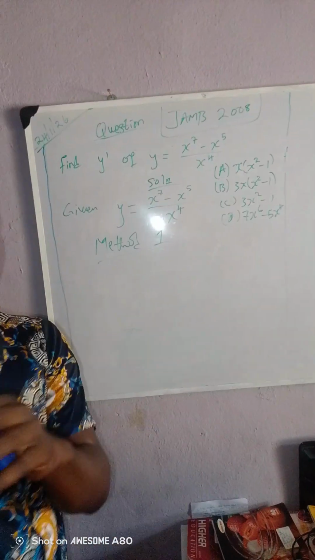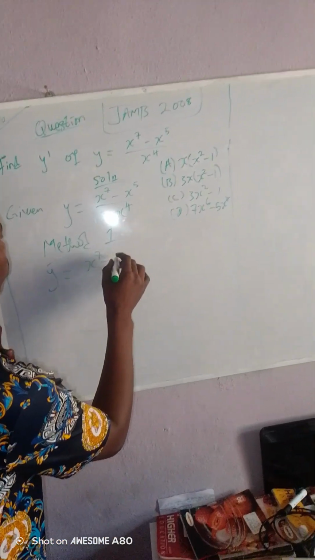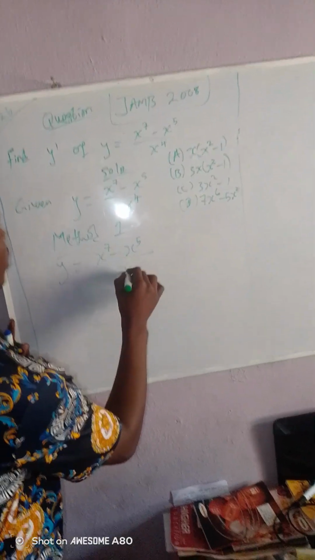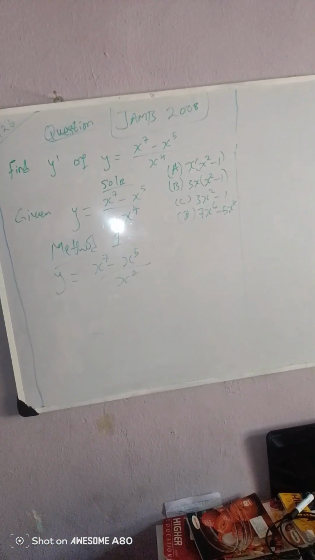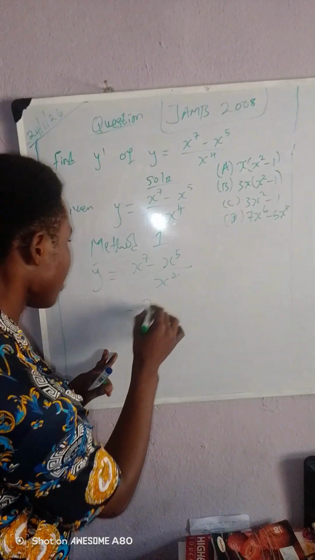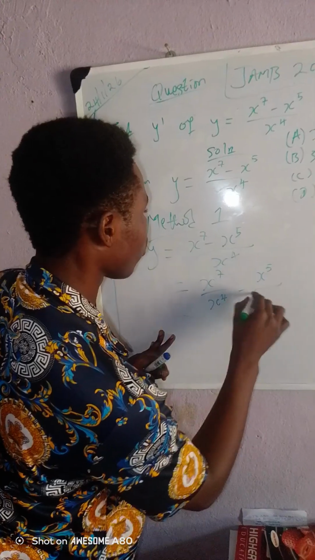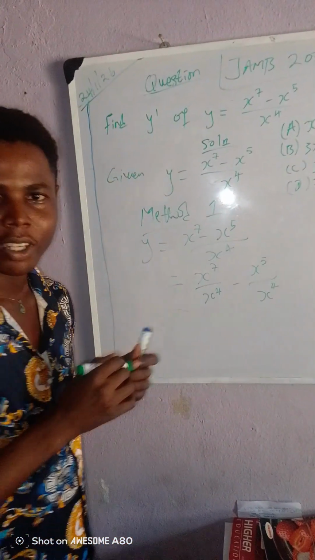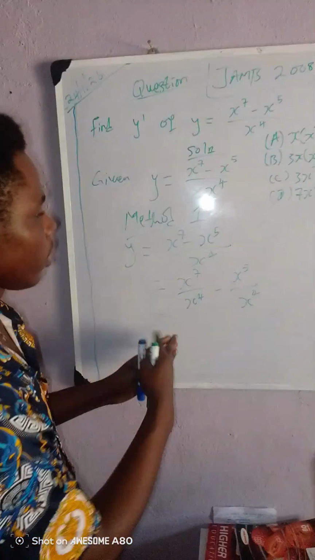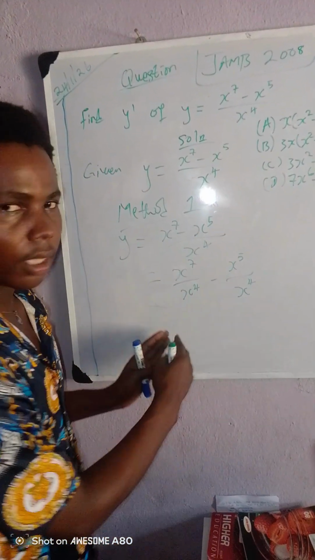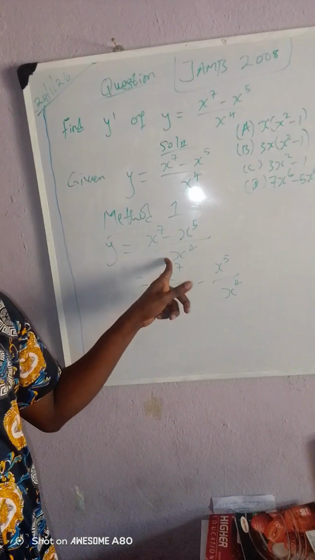Now, to do this first method, remember y is equal to x to the power 7 minus x to the power 5 all over x to the power 4. But you will notice one thing here. If we split this into x to the power 7 over x to the power 4 minus x to the power 5 over x to the power 4, it still means the same thing. Because if you take the LCM, x to the power 4 is still x to the power 4, so you arrive at the same thing back.